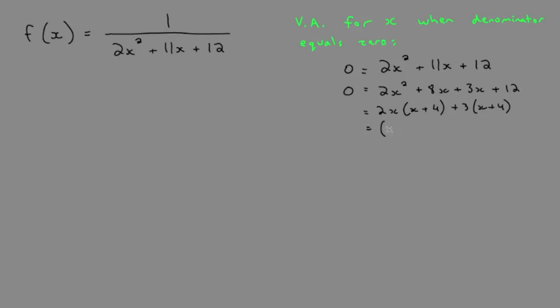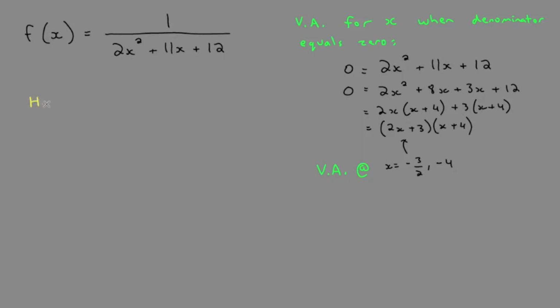Which will give us our binomials, or our quadratic in factored form. So we can determine x equals negative 3 over 2 and negative 4. Therefore, we have two vertical asymptotes at these points. We have a vertical asymptote at x equals negative 3 over 2 and negative 4.